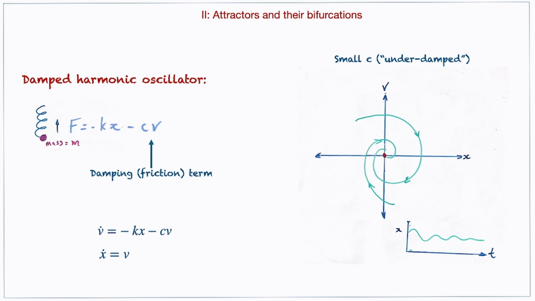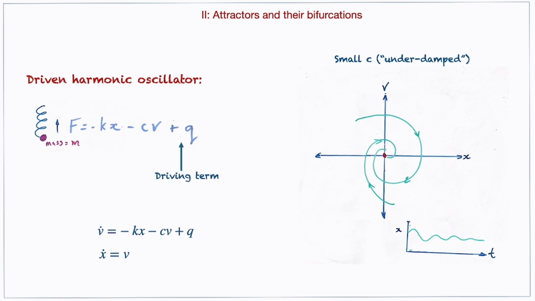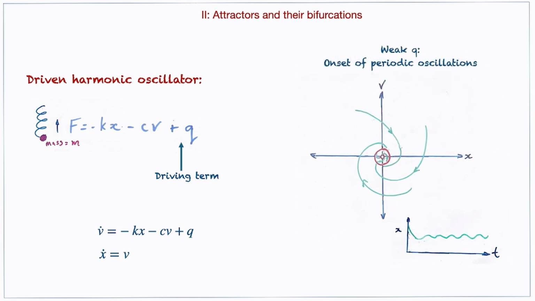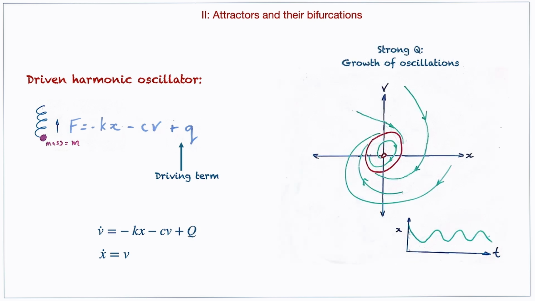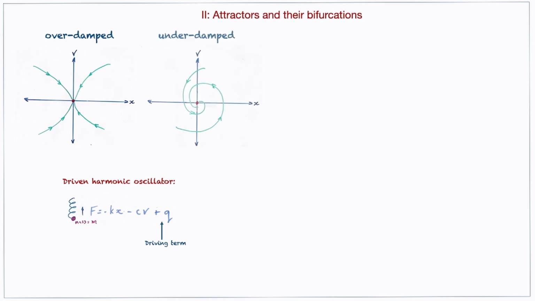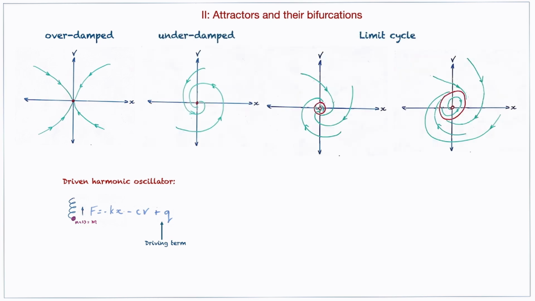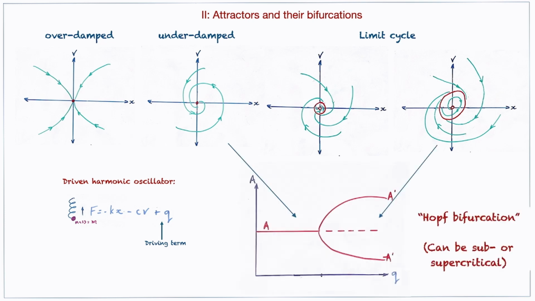And now we can put a driving term, we can put energy into the system. So we've added this different Q, and when we do that, if the Q is strong enough, then the origin will become unstable, and now we get a little attractor going around and around. That's called a limit cycle. And if we increase Q, the limit cycle gets bigger. So we've got an unstable spiral point at the origin and a limit cycle as our attractor. So this is the bifurcation diagram of the damped driven harmonic oscillator, and it can also be super or subcritical, as we'll get to in a moment, depending on Q.